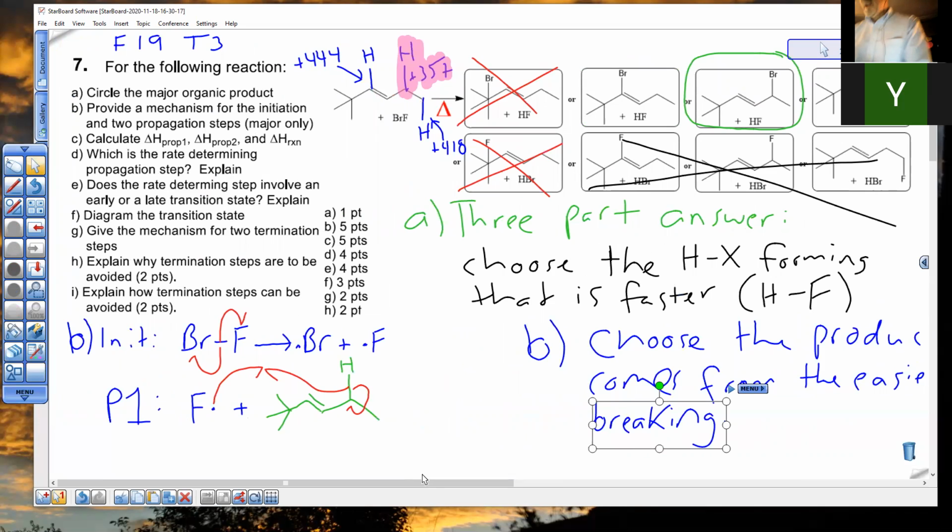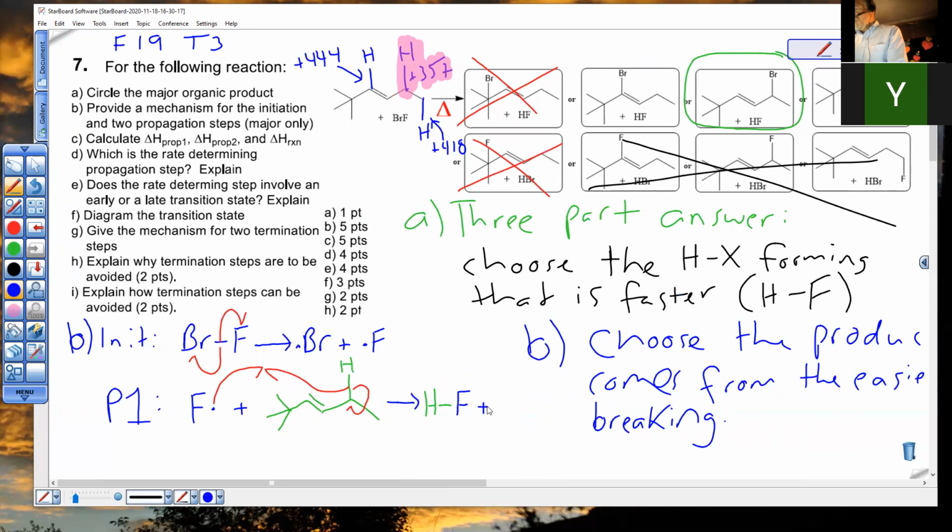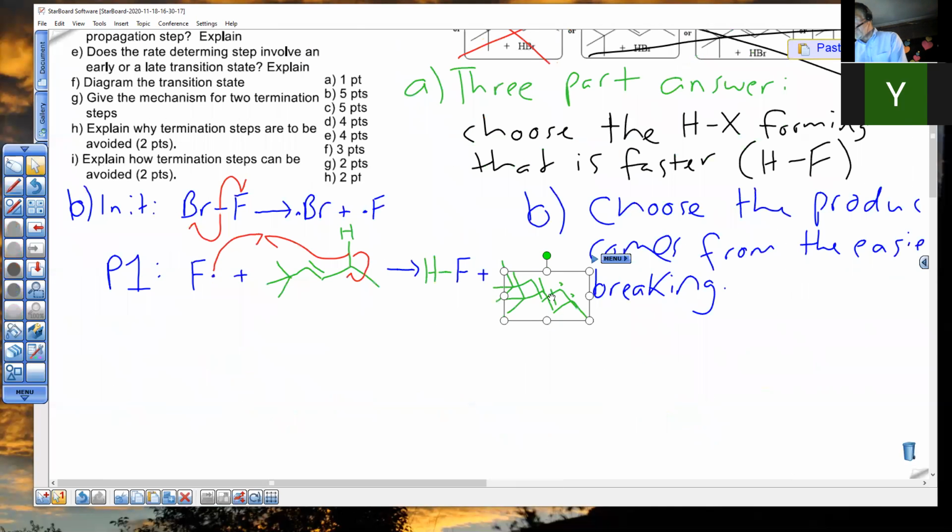And the two species you generate are HF, which is one of your products. HF. You're going to use the energy of that for calculating delta H prop 1. And you made your carbon radical, which you must use in the next step. So it's got a tert butyl, goes up to a C double C, comes up here, has a dot. All right. We need that product to be the reactant in the next prop step, which is P2.